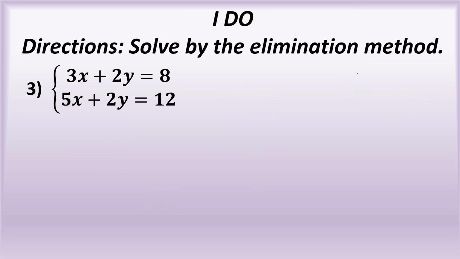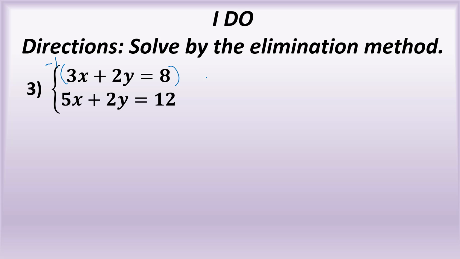All right, now I do. Solve by the elimination method. Well, we're in trouble here because I don't have any opposite coefficients. All my coefficients are positive. Well, it's certainly possible to make one of them negative. Let's assume that we want to make this one negative. And so just like we did with clearing fractions, we're going to multiply the entire equation by negative 1.